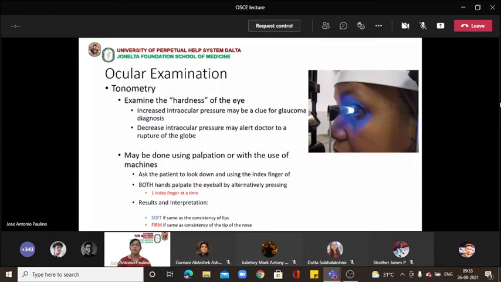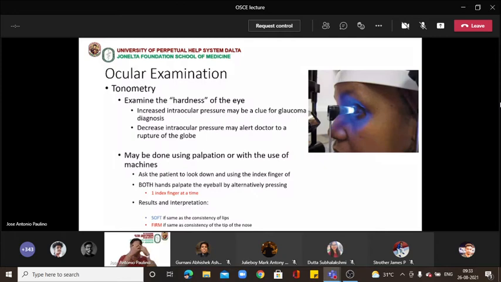So usually, if you notice here in the picture, this is a Goldmann applanation tonometer. This is the gold standard in taking the intraocular pressure. But if you do not have a Goldmann applanation tonometer, we can use the two fingers, the two index fingers, as the digital tonometry. So what we do is we put both index fingers over the patient's globe and palpate.